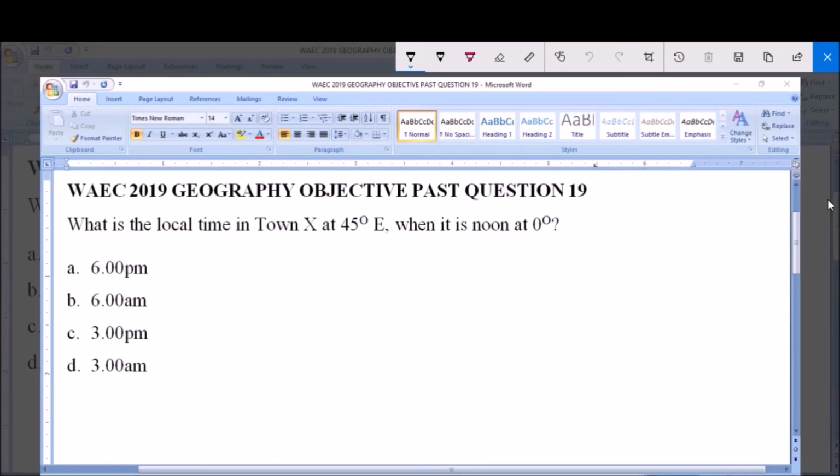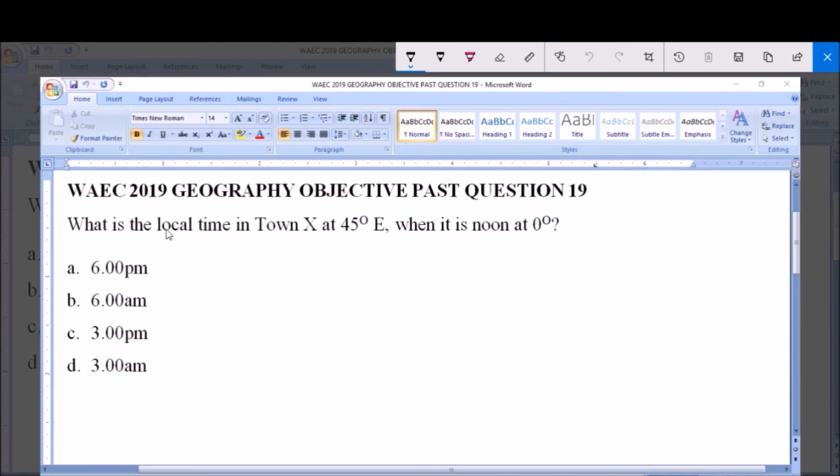So I'm going to be answering WASSCE 2019 Geography Objective Past Question 19. What is the local time in town X at 45 degrees east when it is noon at 0 degrees? A 6 p.m., B 6 a.m., C 3 p.m., D 3 a.m.